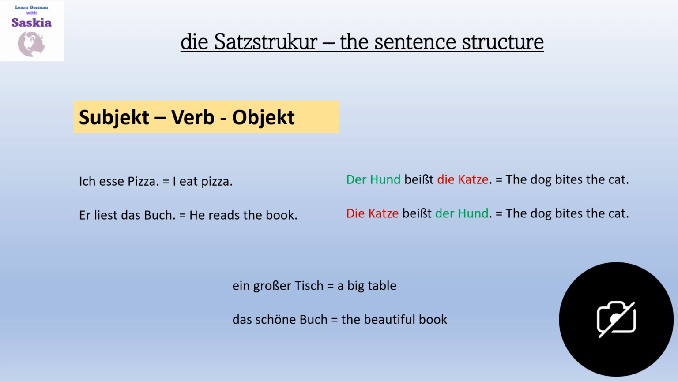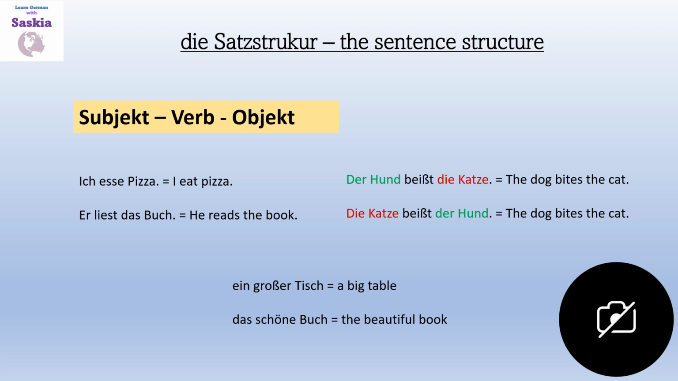So here, for example, we have ein großer Tisch, which means a big table, with groß meaning big, and Tisch meaning table, but groß agreeing with Tisch and therefore changing to großer in this example. So we add the ending here.